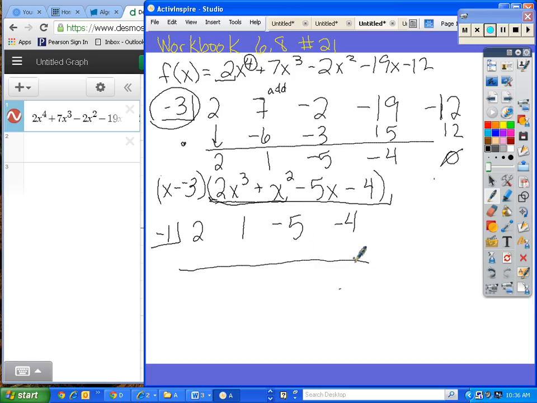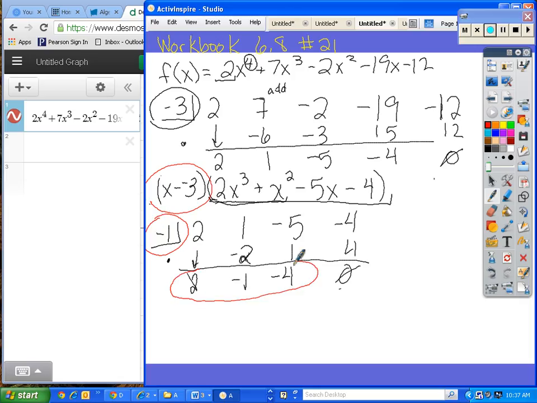And I always bring down my first term, and then I multiply back to my r. I write my answer here, and then I add my columns. Multiply back, add your columns, multiply back, and add your columns. So we get a remainder of 0, so we're very happy. So we have 2 roots here. We have 1 root here, or 0. We have 1 here, and then we're going to write what we have left here as our answer.